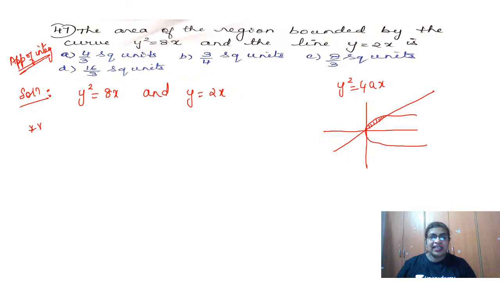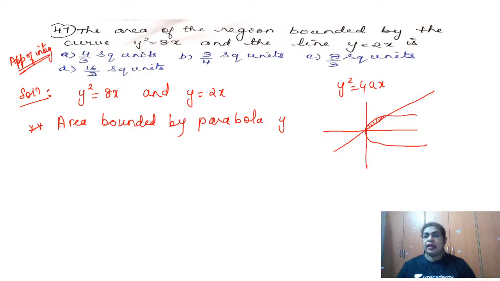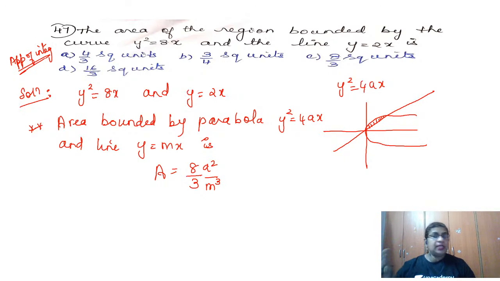The shortcut here: the area bounded by the parabola y square is equal to 4ax, which is a standard form, and the line y is equal to mx, is equal to 8 by 3 a square, whole divided by m cube. Remember: 8 by 3 a square, whole divided by m cube. Here a is from the parabola, m is from the line. Now, how to remember where m cube is?